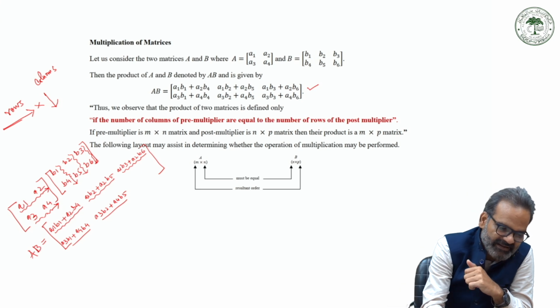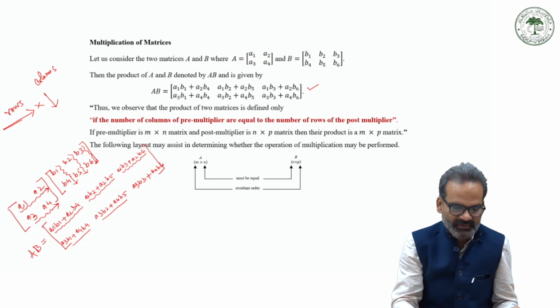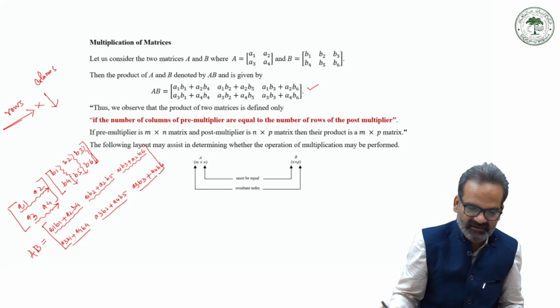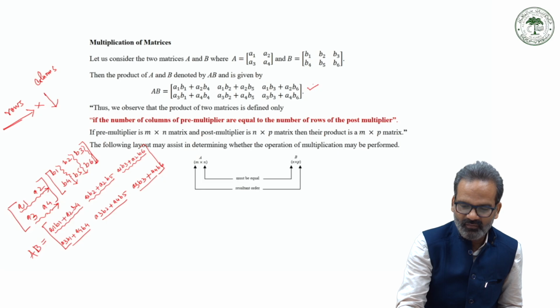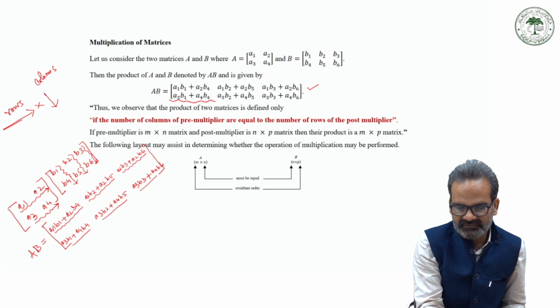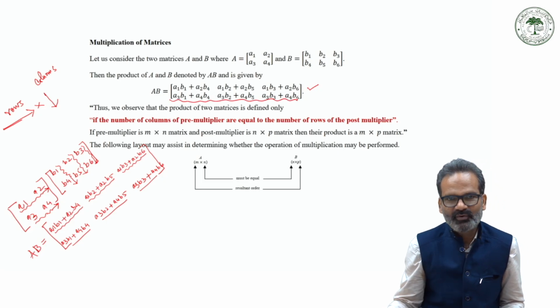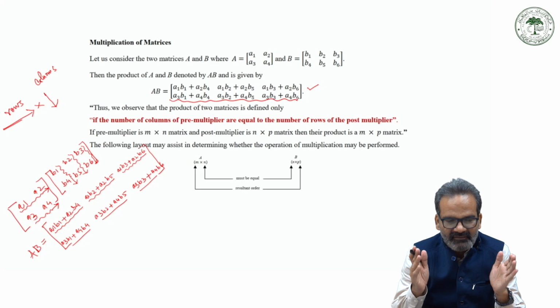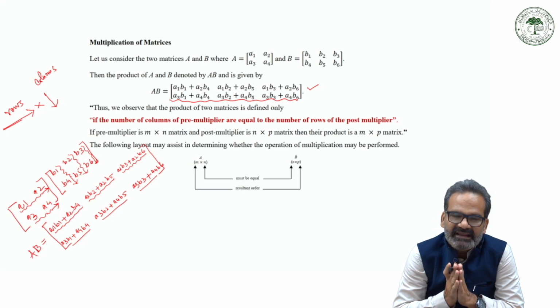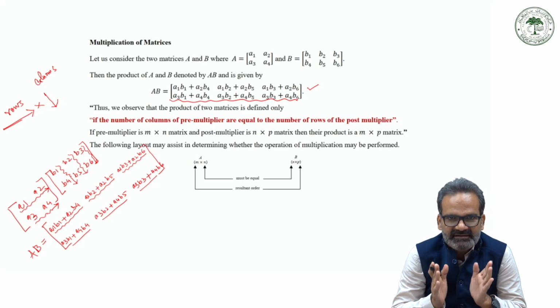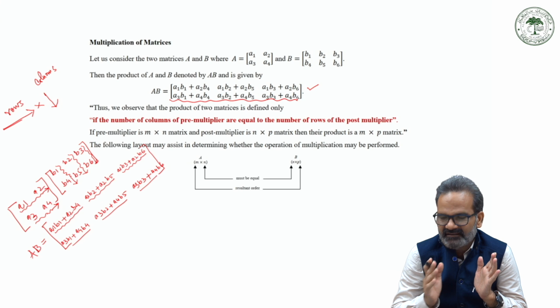Now the second row should be multiplied with the third column, A3 B3 plus A4 B6, right? So look at this. This is the last element of the second row. So this is how we can find this matrix as a product AB whenever the two matrices A and B are multiplied. Hope you understand the concept.